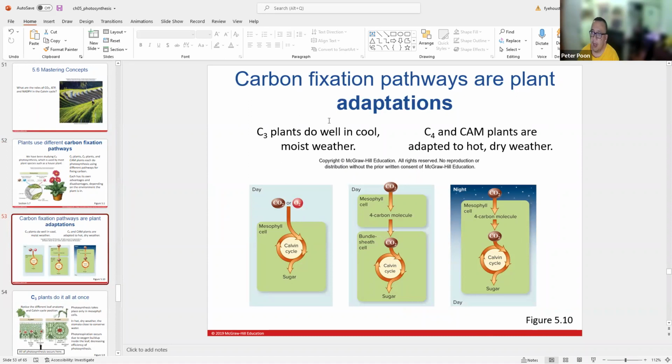See, C3 plants do really well in cold, moist weather. C4 and CAM plants are adapted to drier, hotter weather. So actually, the temperature difference is anything above 25 degrees on average, C4 and CAM plants do better. Anything below 25 degrees on average, C3 plants do better.